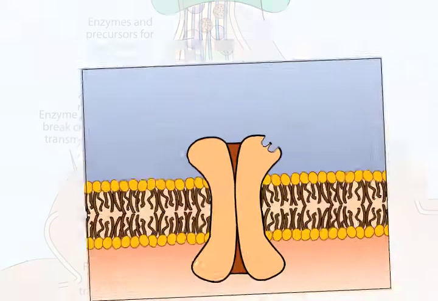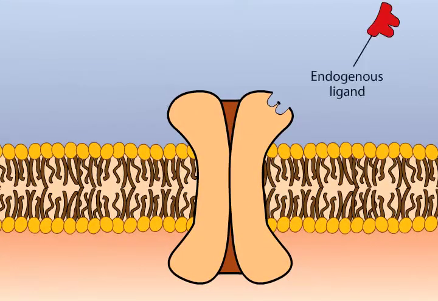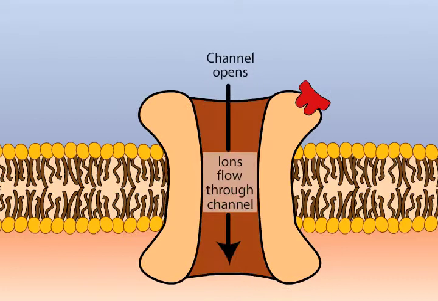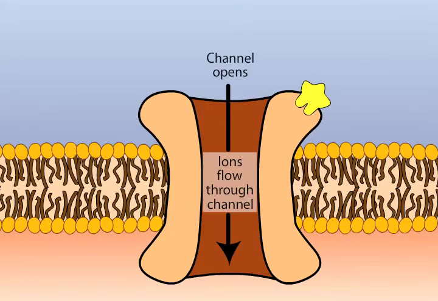Let's take a look at a typical ionotropic receptor. When an endogenous ligand, such as a neurotransmitter, binds to an ionotropic receptor, the receptor pore opens and the ions pass through the pore. Some drugs structurally resemble the endogenous ligand and affect the receptor in the same way. Such a drug would be an agonist. Because drugs come from outside the body, they're called exogenous ligands.